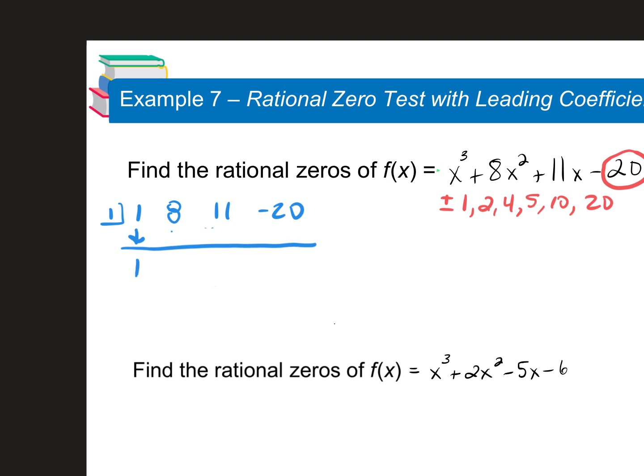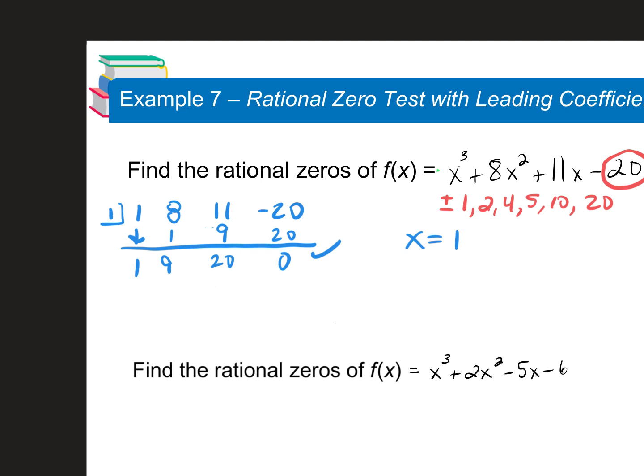1 times 1 is? 8 plus 1 is? 9. 9 times 1 is? 9. 11 plus 9 is? 20. What's 20 times 1? What's negative 20 and positive 20? Is this a factor? Yes. So you just showed me right here, x equals 1. How many answers should I have? 3. I found one of them already.